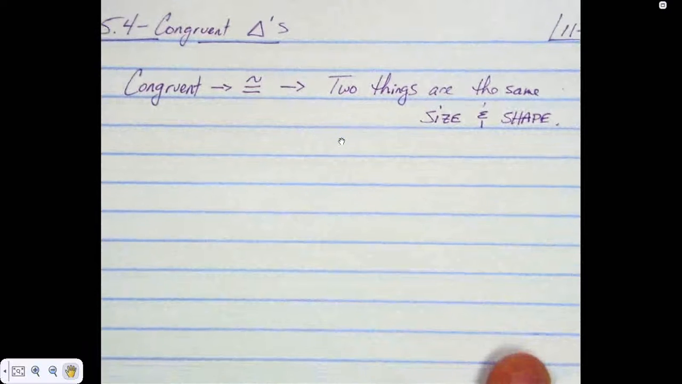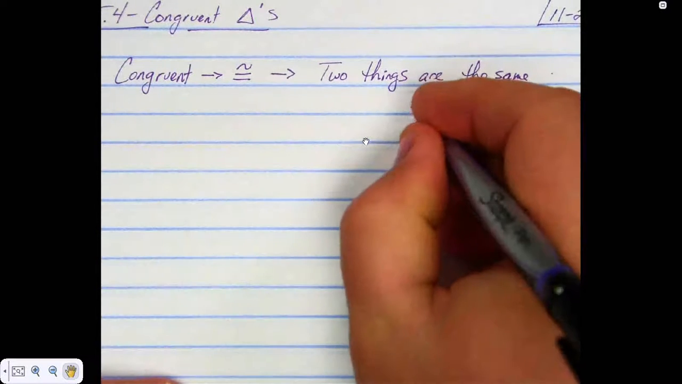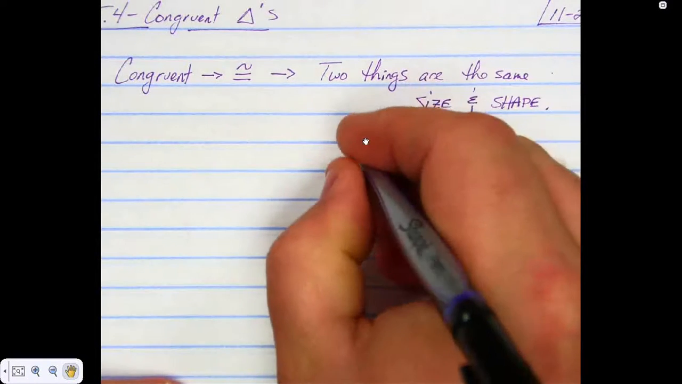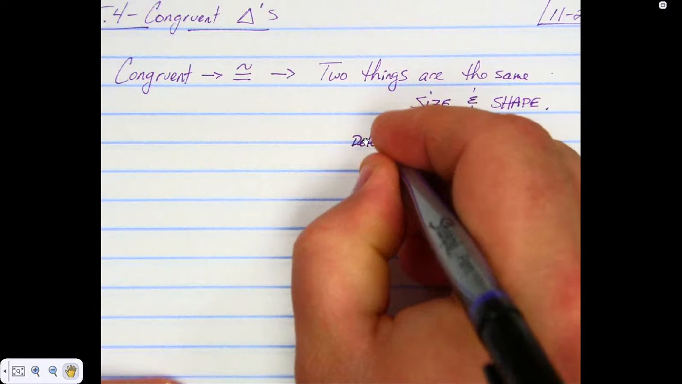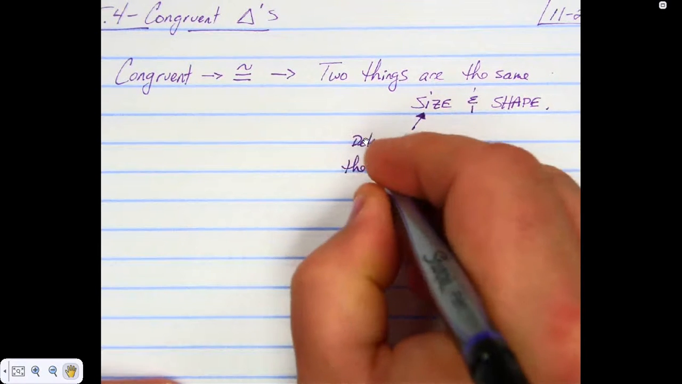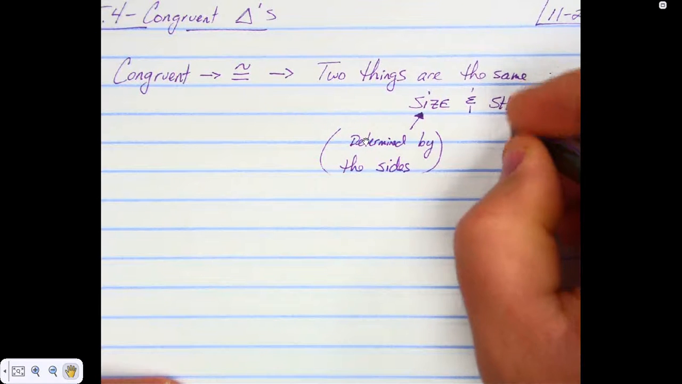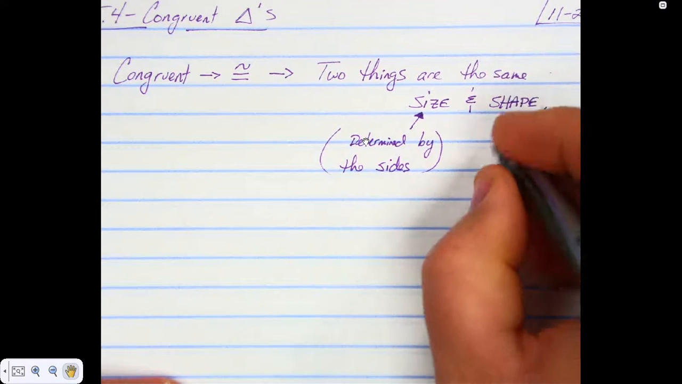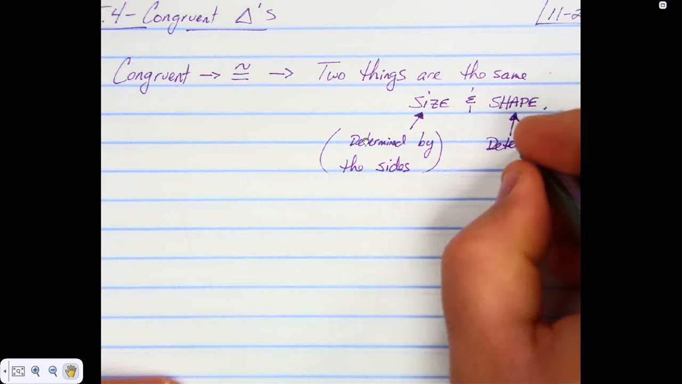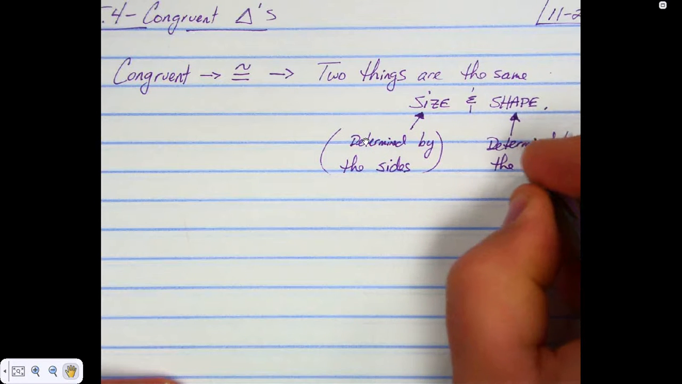Congruent means two things are the same size and shape. Size is determined, and I do want you to read this, by the what? Sides. Shape is determined by the what? Angles.